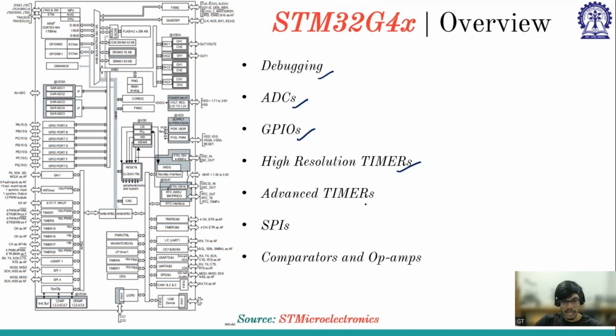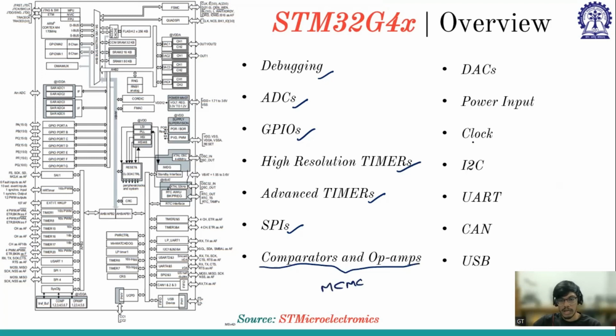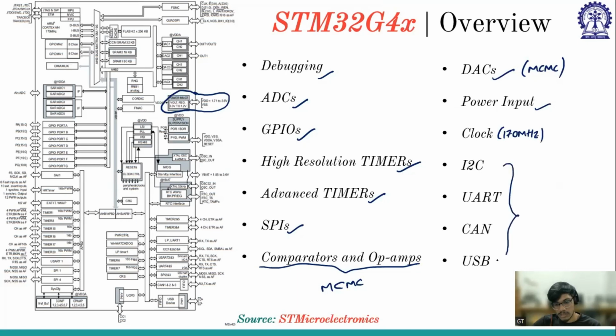In these timers they also have some advanced timers which offer extra benefits, which you can find in the datasheet. And serial peripheral interface, then comparators and op-amps, which are needed for our mixed signal current mode control. And then DACs are also available for mixed signal current mode control. They have the power input here, which is the input to the microcontroller. The clock is 170 megahertz. And these are the different types of communications you can use to communicate with other devices, and you can use any one of them.